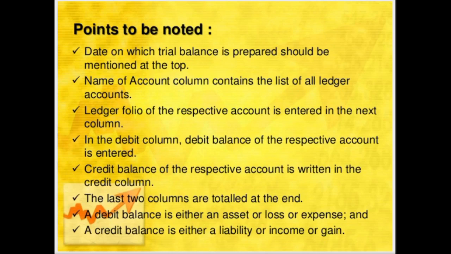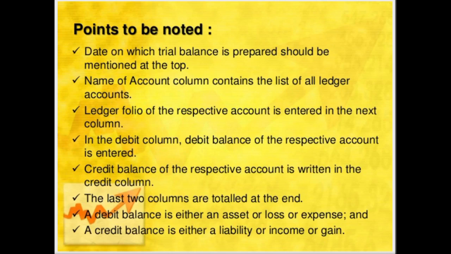So the last two columns are totaled at the end. So finally, after writing all the debit and credit balances in their respective places, we have to total all the debit and all the credit column amounts separately, and the amount in both the columns should be the same. If it is not so, then there must be some error which needs to be found out.